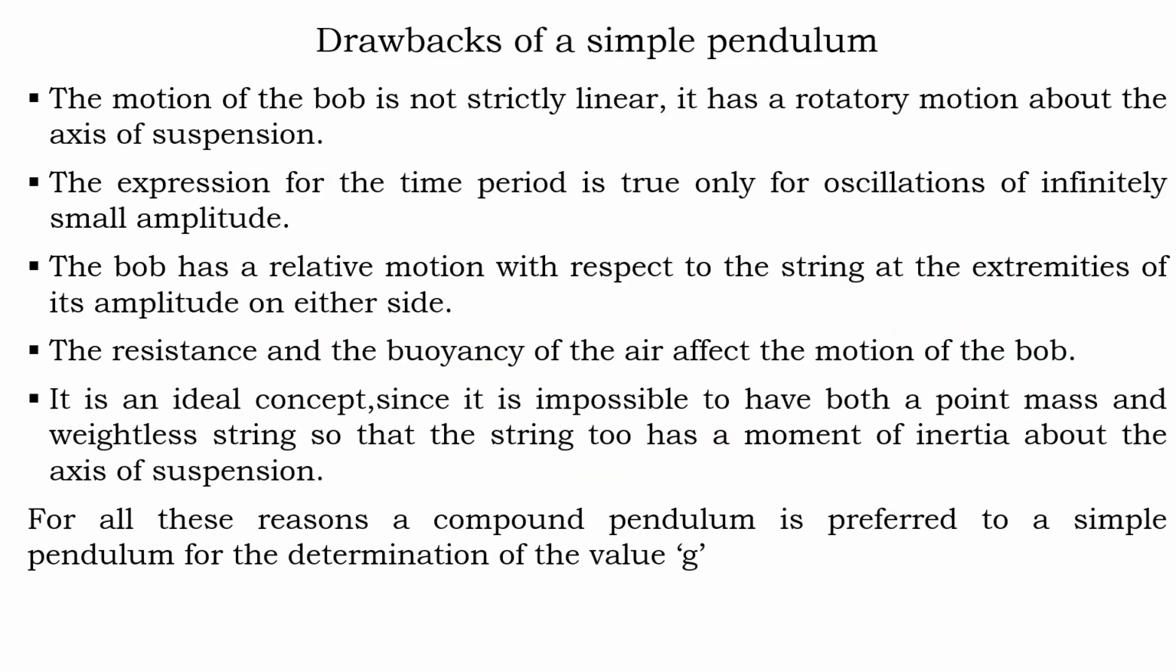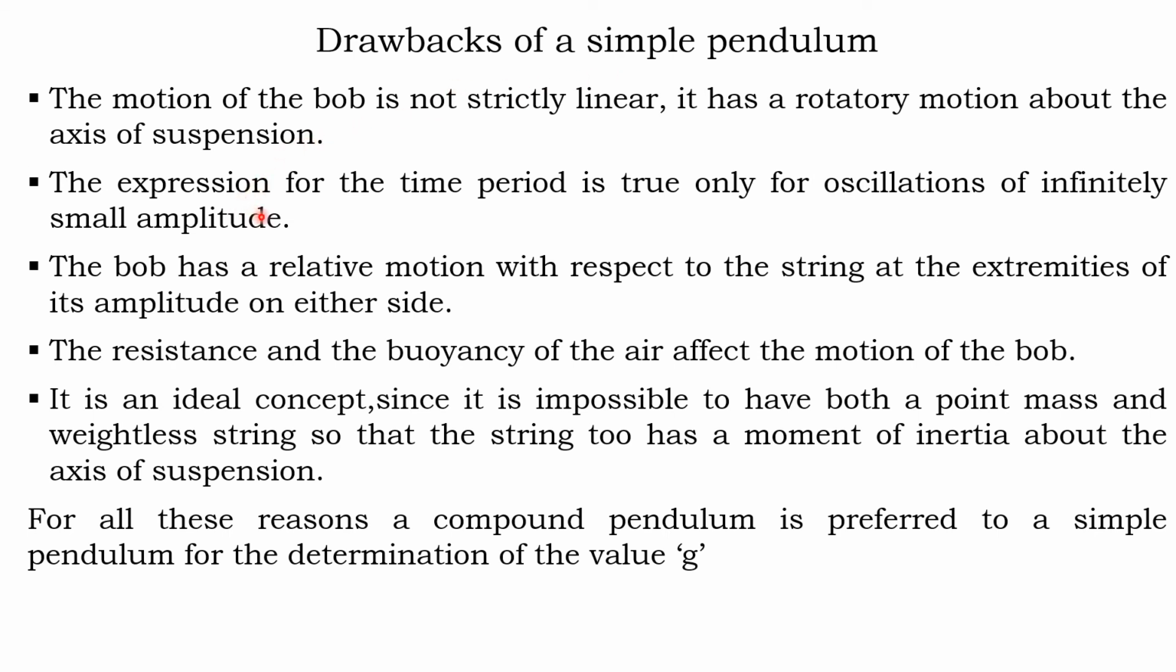Next is the drawbacks of simple pendulum. This simple pendulum is used for the determination of the value of acceleration due to gravity at a place. But this simple pendulum suffers from a number of drawbacks. Some of the drawbacks are, the first one is the motion of the bob is not strictly linear. It has a rotatory motion about the axis of suspension.